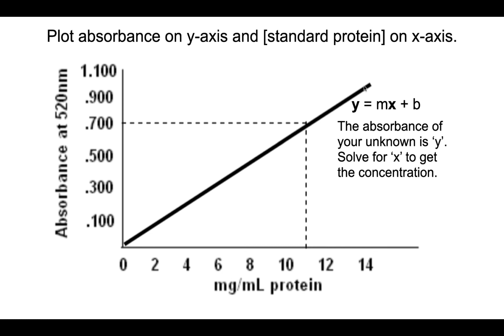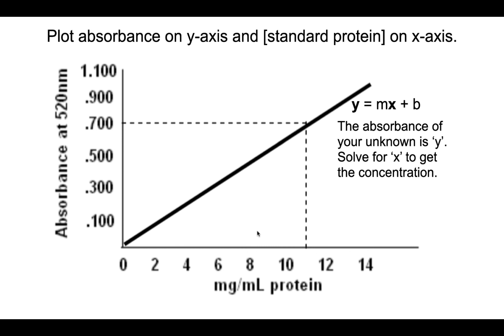There are two ways you can use your standard curve to determine the concentration of protein in your sample. Both of them rely on taking that protein sample that you've added Biuret to, popping it into the spectrophotometer, and getting an absorbance. Say the absorbance was 0.5. Then you can eyeball it: we go over until we hit our standard curve, then we go down, and it looks like it's about 6.75 milligrams per mil. Now, that's eyeballing it.